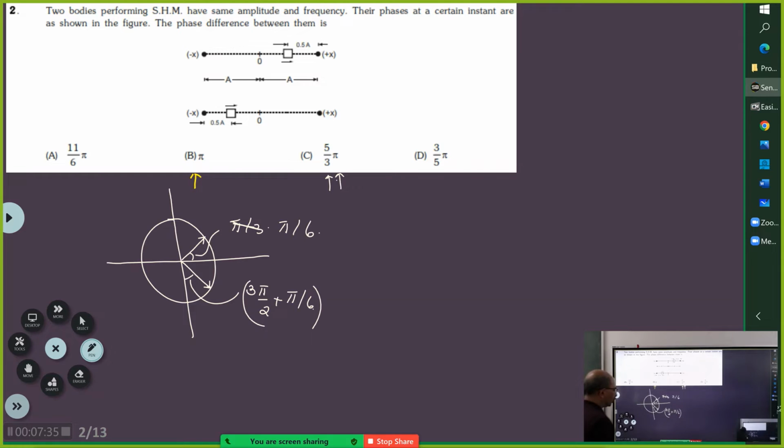Then you have found the difference between the two? So it is 3 pi by 2 plus pi by 3, yeah? Yes.